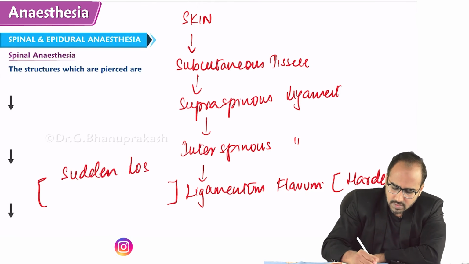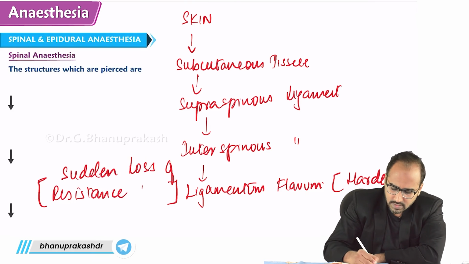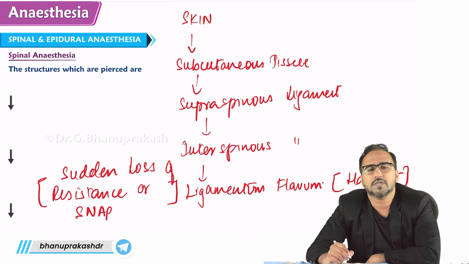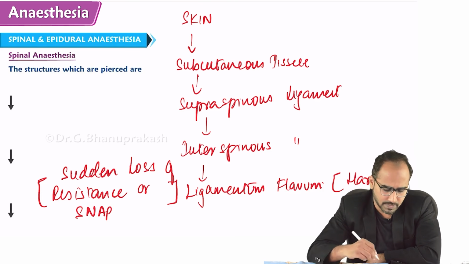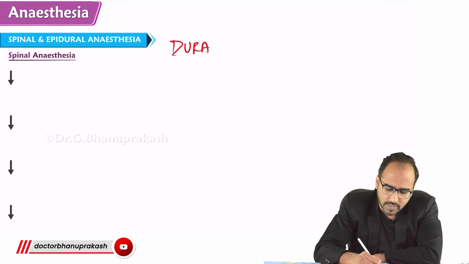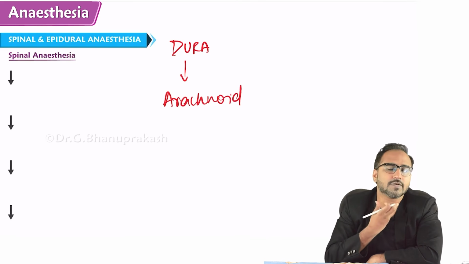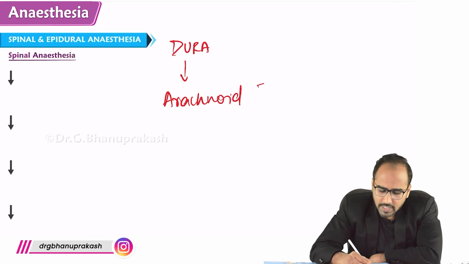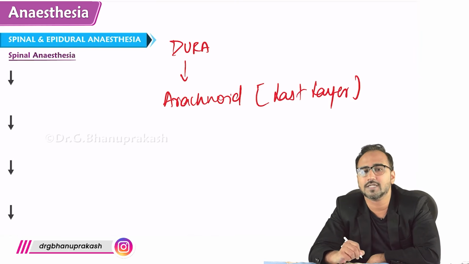Sudden loss of resistance or snap, right? Ligamentum flavum is pierced, you will feel a sudden loss of resistance or a snap. Once ligamentum flavum is pierced, the next layer to be pierced in spinal anesthesia is what, guys? It is the dura. Once you puncture the dura, you will be in the arachnoid, right? You have to puncture the arachnoid. So the last layer to be pierced in spinal anesthesia is what?